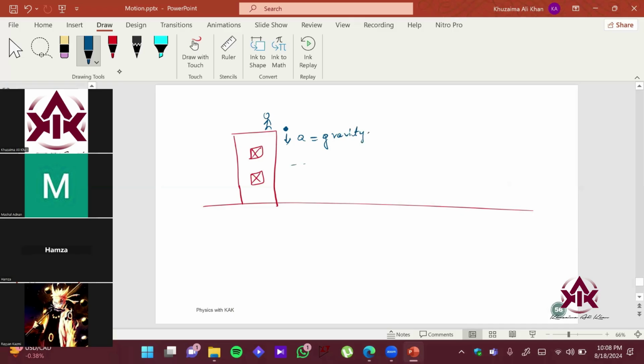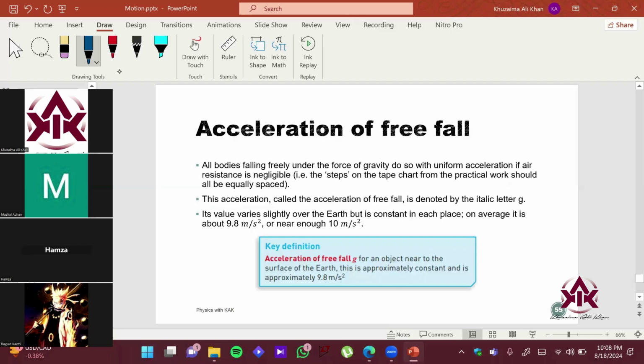So if you have a multi-flash photo, let me first of all read the content. क्या बता रहे हैं यहाँ पे? All bodies falling freely under the force of gravity do so with uniform acceleration if air resistance is negligible, right? मतलब air resistance is not going to have any impact on the falling of the ball. ठीक है. So this acceleration is called acceleration of free fall that is denoted by italic letter, that is gravity G. Its value is exactly 9.8 meter per second square, but in your O levels we use 10 meter per second square, right? This is the definition which you're going to write in your exams if they ask you what is acceleration of free fall.